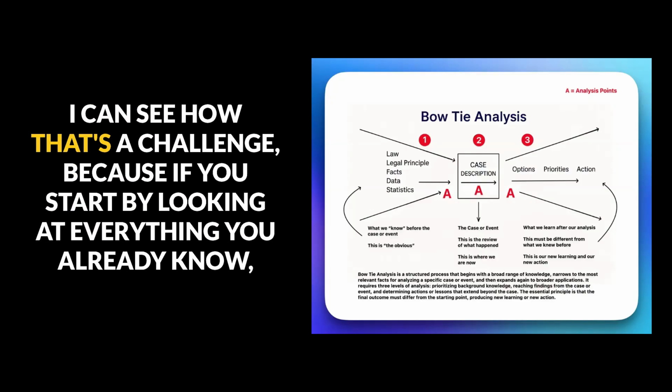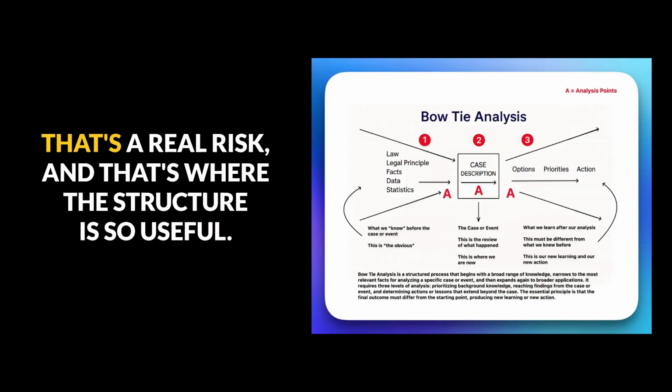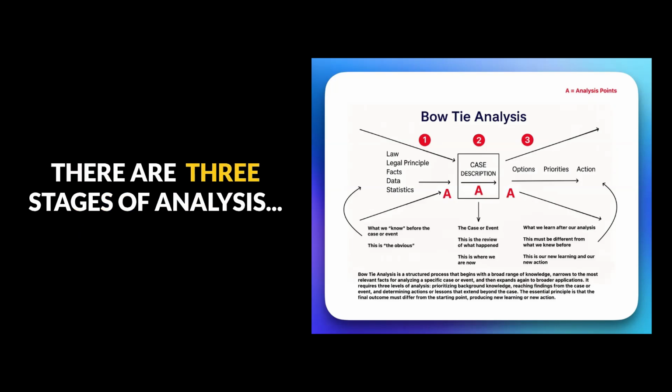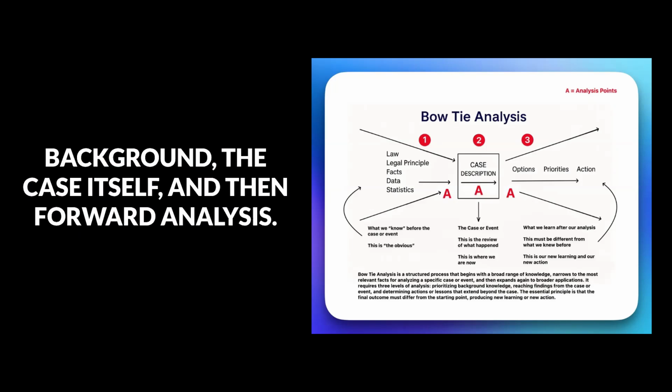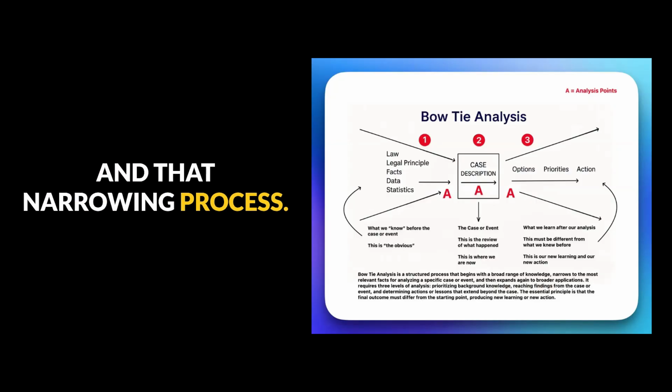I can see how that's a challenge, because if you start by looking at everything you already know, it seems like it would be easy to just confirm your own biases, and the result being no new learning. That's a real risk, and that's where the structure is so useful. There are 3 stages of analysis: background, the case itself, and then forward analysis, looking ahead to actions. Yes, and that narrowing process.